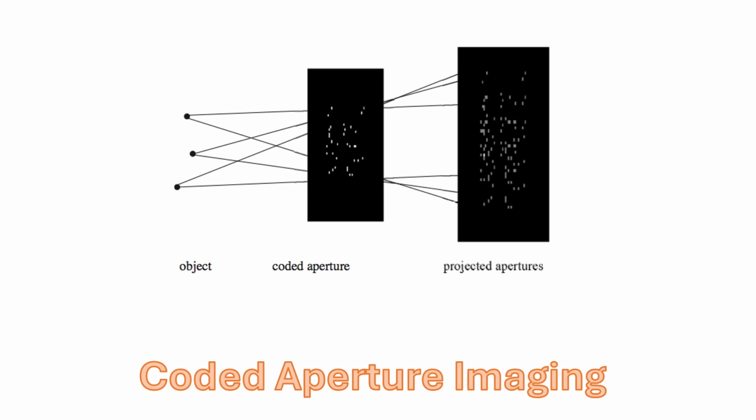We can improve the efficiency by drilling multiple pinholes, which leads us to coded aperture imaging. So we put a coded pattern on the aperture, we see projected images of the code from the object, and then we can try to computationally invert that to image the object.